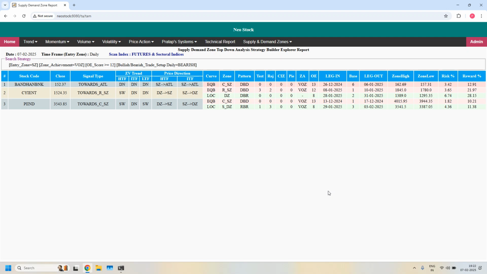In these 3 stocks, these daily supply zones are overlapped with weekly supply zone, and both together are overlapped with monthly supply zone. So such kind of mechanism we should identify. First, let's start with daily and weekly supply zone confluence supported stocks.